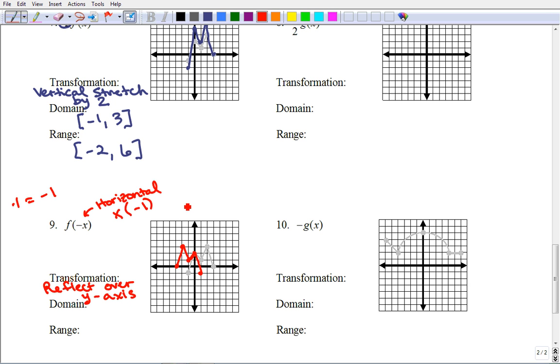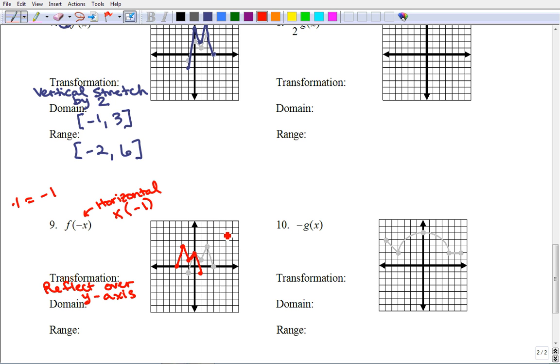So this tends to be one that everyone gets a little bit confused with, because we're multiplying the x values by something. It's easy to think, okay, reflect over the x-axis. But be careful, because multiplying the x values by -1 actually reflects over the y-axis. So make sure you keep that straight in your mind.